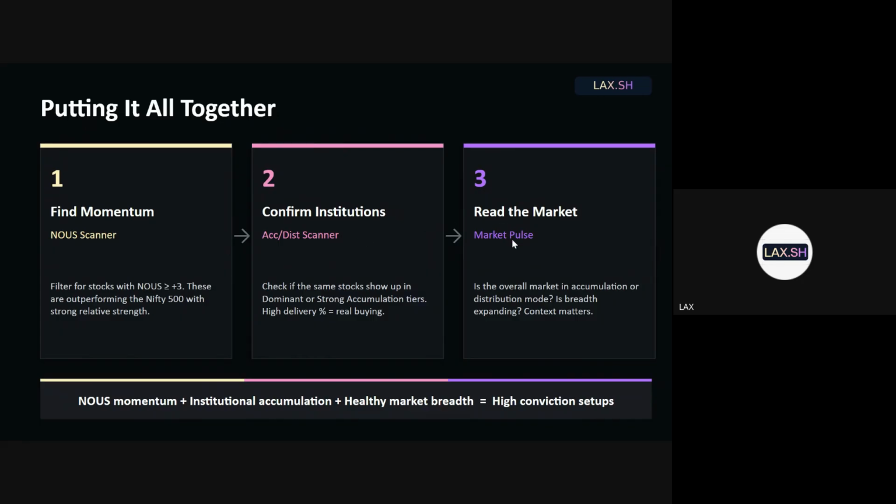And ultimately you'll have to go through market pulse to understand the context, because that will help you look at the overall picture and decide. Because if it is not a great pitch, you can't hit three sixes in an over, even if the bowler is bad and the team's fielding is bad. You also need a good batting pitch, and a good batting pitch in our context is market pulse, the market environment. So news momentum, institutional accumulation, and healthy market breadth, these three combinations tell you the recipe for high conviction setups.